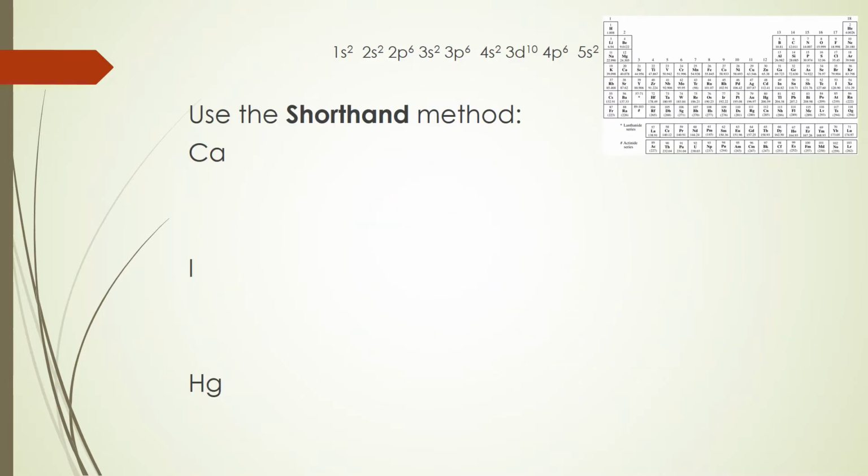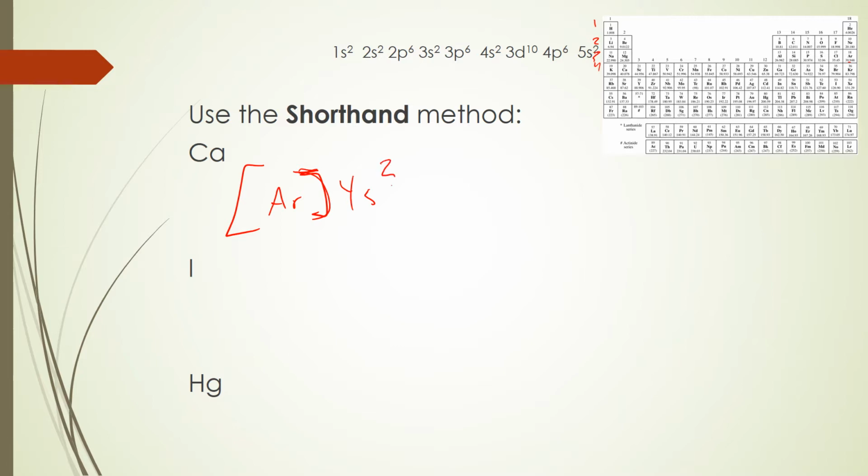So let's do a couple more real quick. Calcium is right here. The previous noble gas is argon, so we put parentheses Ar, and the only thing that makes calcium unique is it's in the 1, 2, 3, 4th orbital, so 4s2. Boom, we are done. That's all you have to write for calcium.